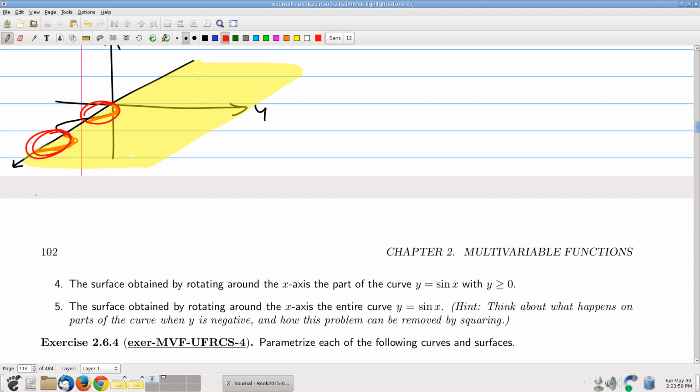Part 5 says, that was 4. Part 5 says, I would like to generate all of these balls because I want to rotate the whole sine curve. Right, and forget about this half plane business. That's your problem, not my problem. I want to see all of those. I want to see the whole sine curve rotated around.